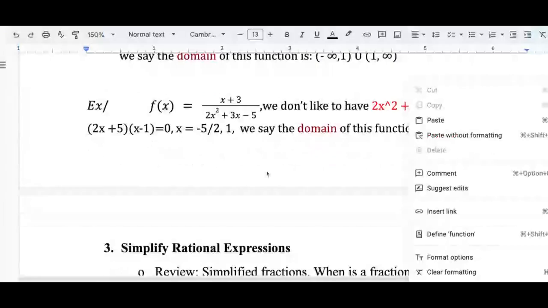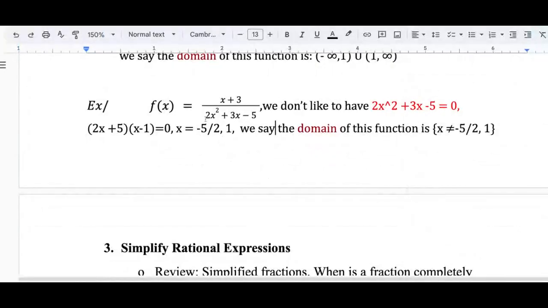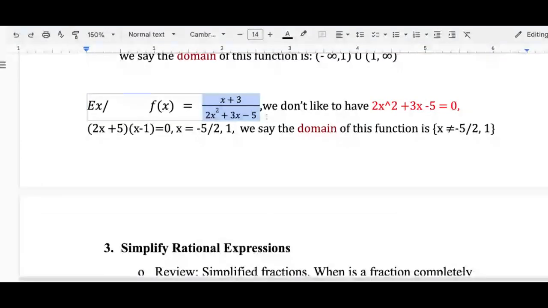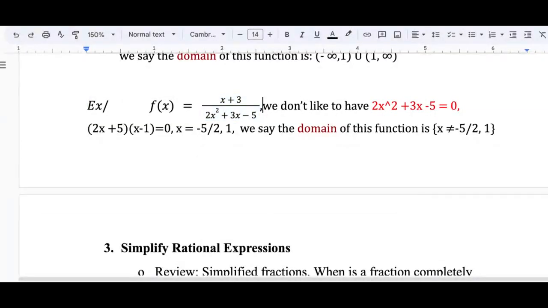Let's see the next one. Denominator is 2x squared plus 3x minus 5. Right. And if we don't know how to factor this, we can put it into the quadratic formula. Negative b plus or minus square root of b squared minus 4ac, all divided by 2a. Right? A is the number before x squared, b is the number before x, c is the constant, the number itself. And this one, if we know how to factor, we can factor this way.